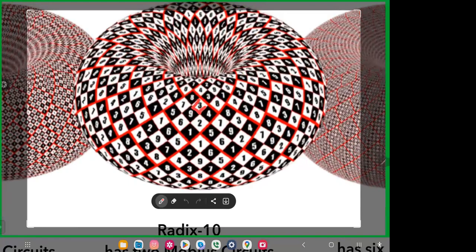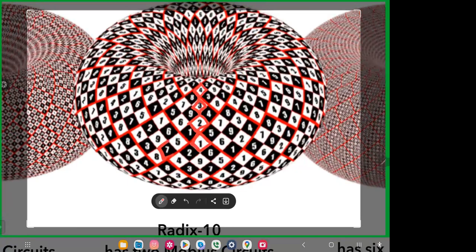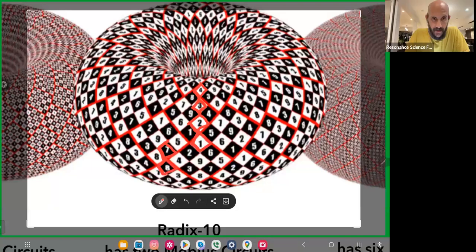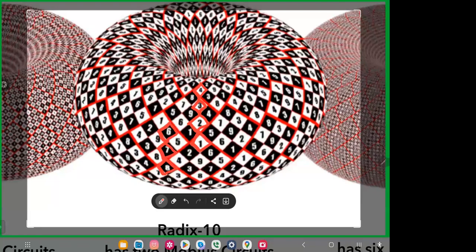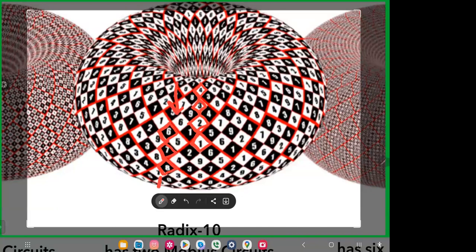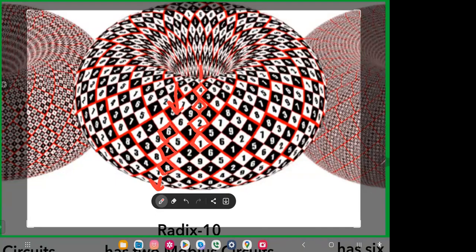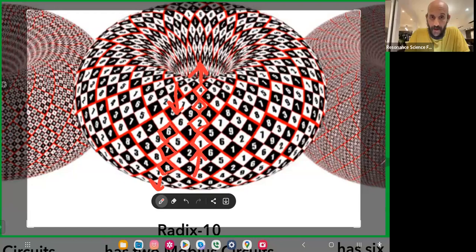The white tiles are positive. The black tiles are negative. Remember, I had both positive and negative numbers. The negative numbers are going down vertically. The positive numbers are going up vertically.